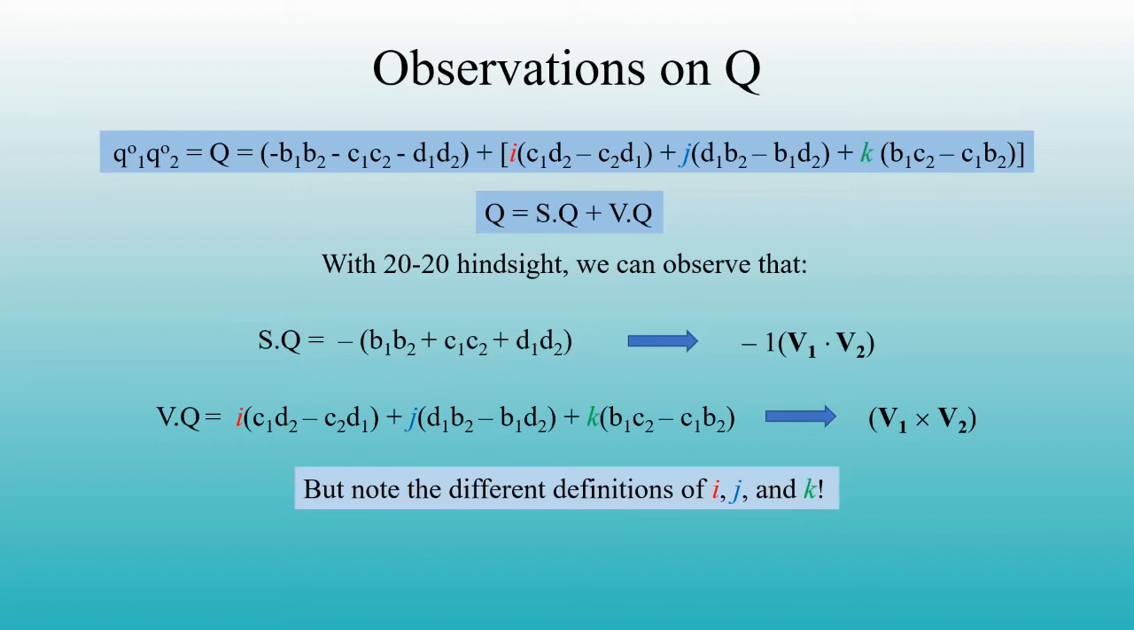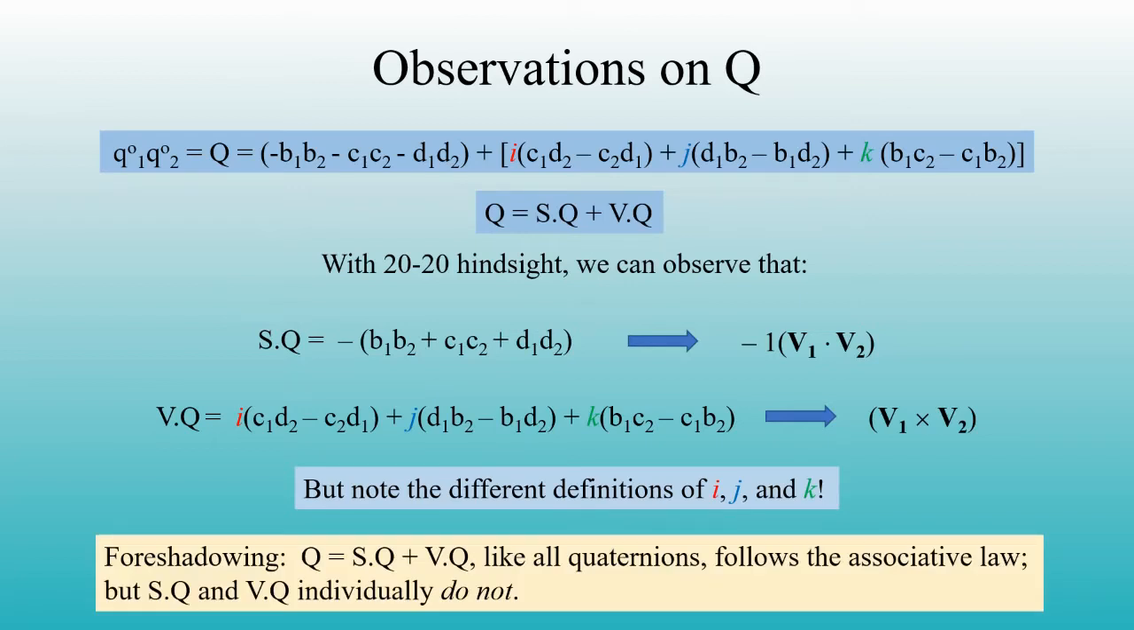In Hamilton's S.Q and V.Q, the squares of i, j, and k are all equal to -1. This is not the case with modern vector analysis. Further, a bit of foreshadowing on how challenging it will be to transition from Hamilton's vectors to modern vectors. Note that the sum of S.Q and V.Q, like all quaternions, follows the associative law of multiplication. But the components S.Q and V.Q individually do not.